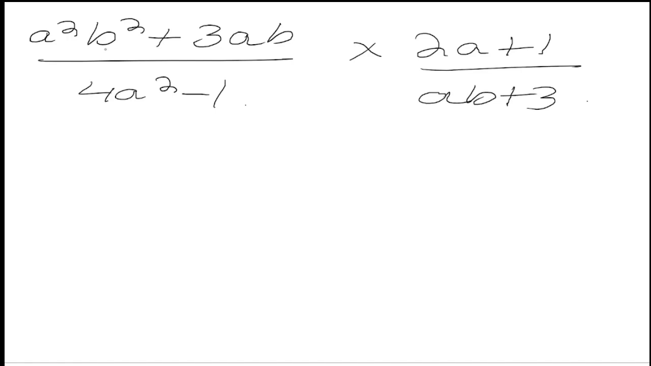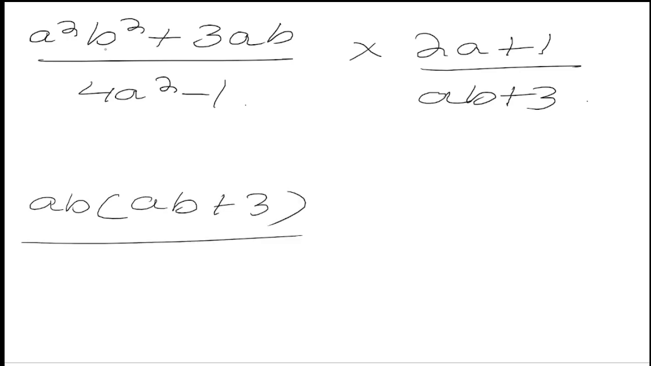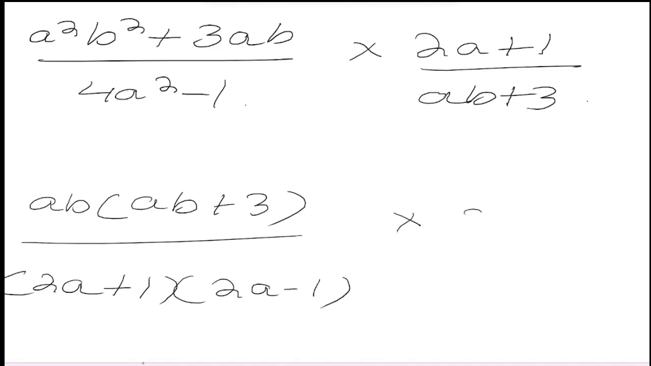Now, what is common between a²b² and 3ab? That is ab. So we can write ab(ab + 3). Then in the denominator, the factors are 2a + 1 and 2a − 1. Why? Because 4a² − 1 can be simplified to (2a + 1)(2a − 1). Then we have 2a + 1, which will just remain the same because there is no common factor here, and ab + 3 will also remain the same.